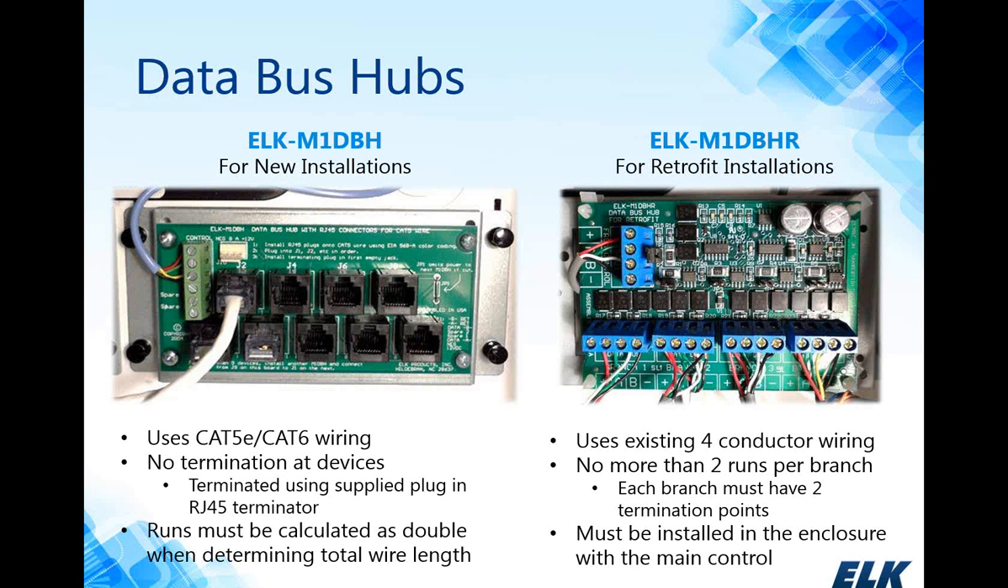But with the retrofit hub, because of the way that it works with all of its active circuitry, you can't do that. It cannot be remotely located. It needs to be right there in the enclosure with the M1, very, very close to the M1. So 2 different hubs for 2 different situations or scenarios, but it's good to be familiar with both, and you'll find that in different situations one hub works better than the other. But again, just keep in mind the retrofit hub cannot be remotely located from the control.